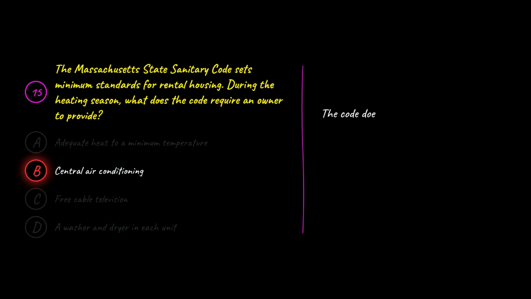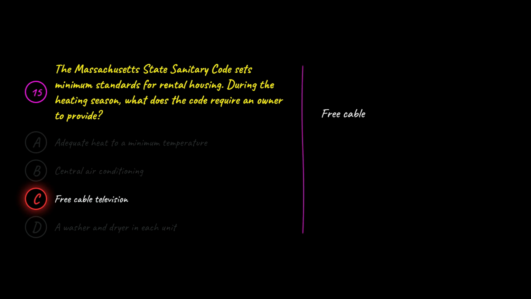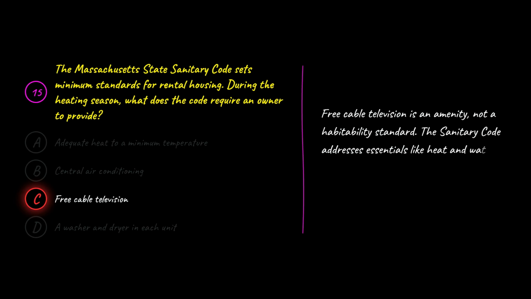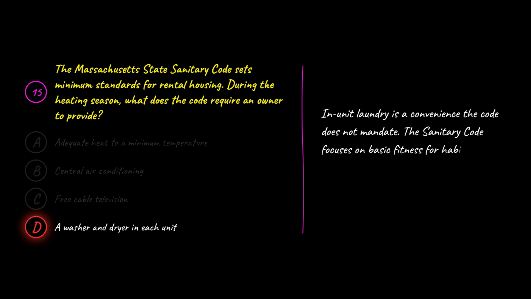B is wrong because the code does not require central air conditioning. It mandates adequate heat during the heating season, not cooling. So air conditioning is not a sanitary code requirement at all. C is wrong because free cable television is an amenity, not a habitability standard. The sanitary code addresses essentials like heat and water, not entertainment services, so it does not require cable. D is wrong because in-unit laundry is a convenience the code does not mandate. The sanitary code focuses on basic fitness for habitation, such as heat, rather than requiring a washer and dryer in every unit.